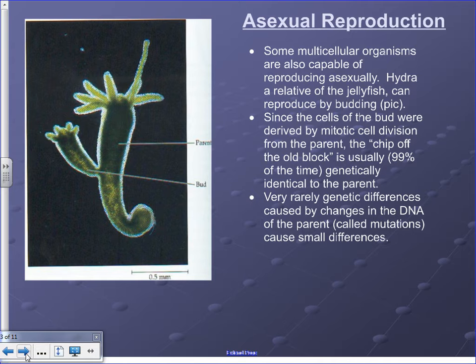So the cells of the bud were derived by mitotic cell division. That means just splitting in half. So they are genetically identical to the parent. Very rarely, genetic differences caused by changes in the DNA called mutations can cause small differences. So mutations are small changes in the DNA. Probably important to remember that too.